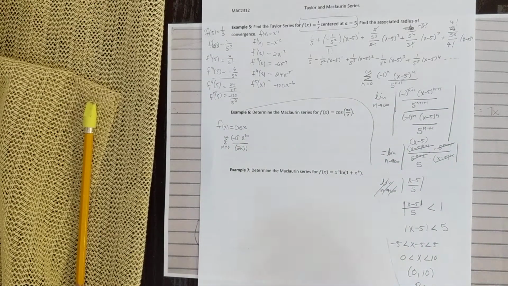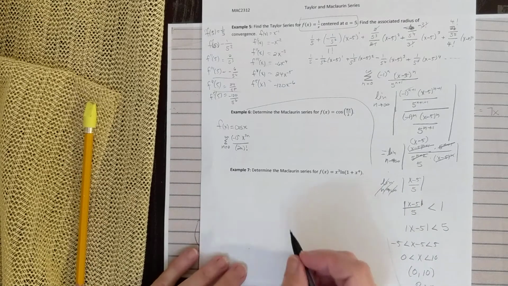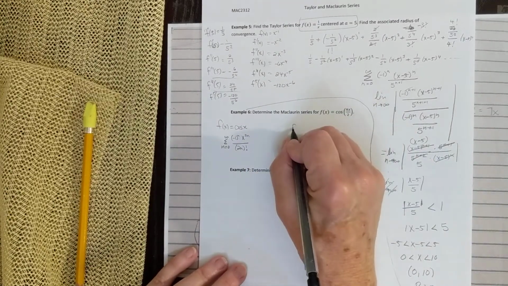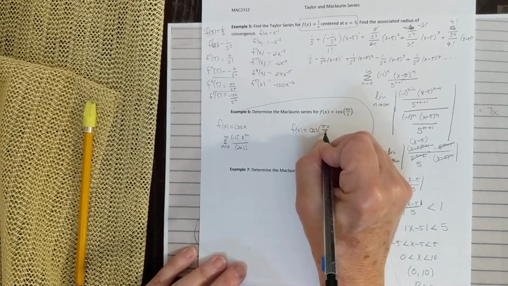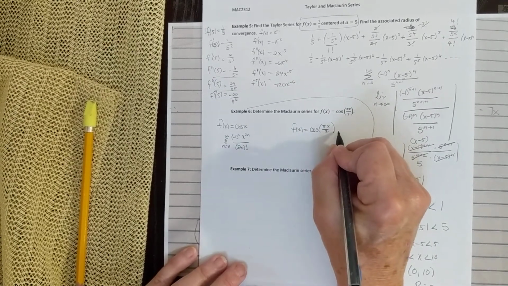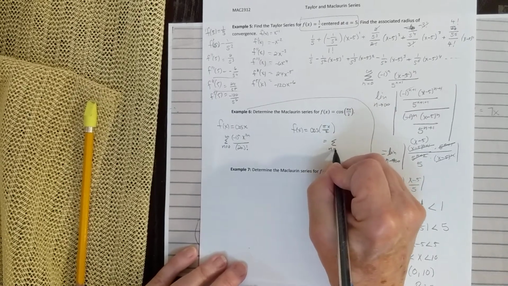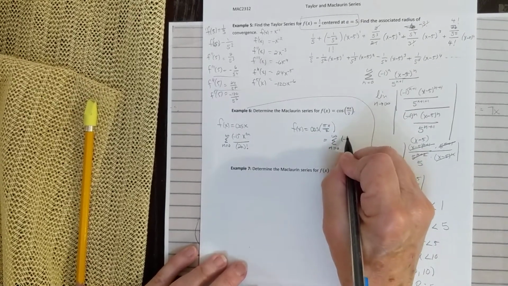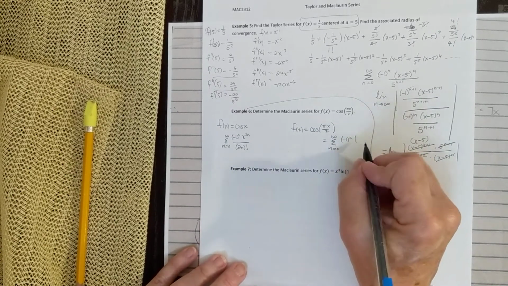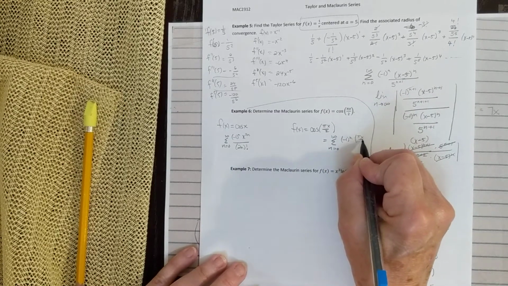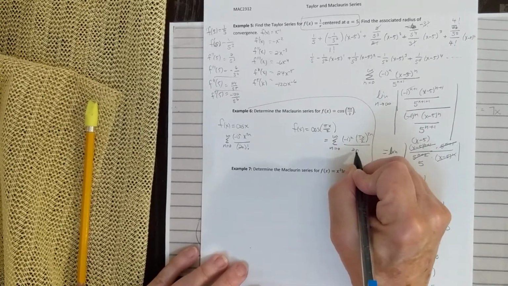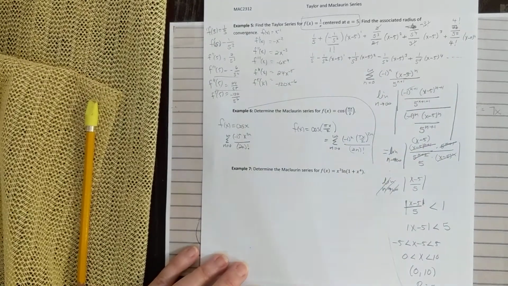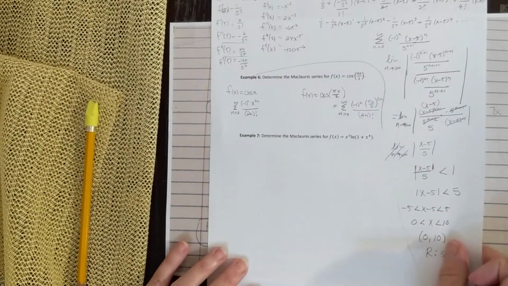So this is basically a transformation of this. Instead of x, we have pi x over 2. So our series for f of x, the cosine of pi x over 2, would just be the sum from n is 0 to infinity of negative 1 to the n, instead of x to the 2n, we have pi x over 2 to the 2n, over 2n factorial. And you can do that. Let's look at example 7.